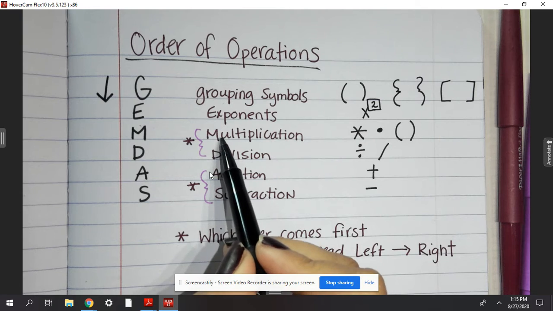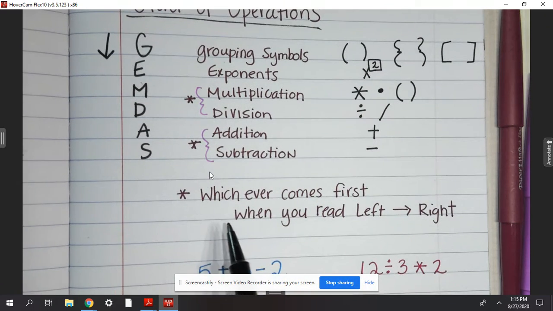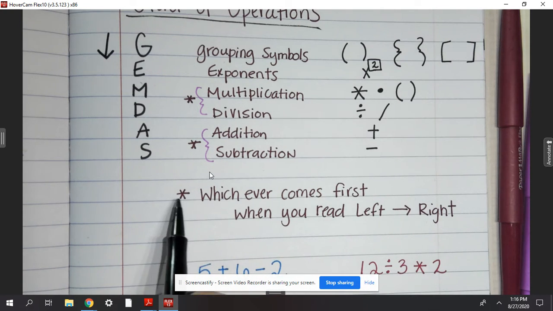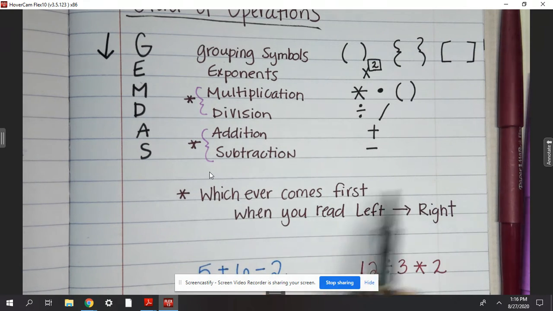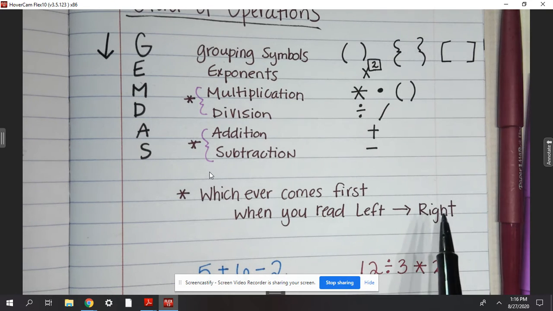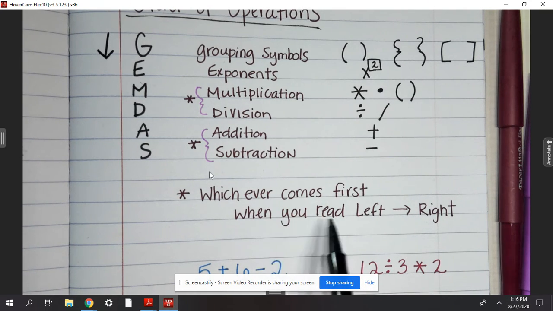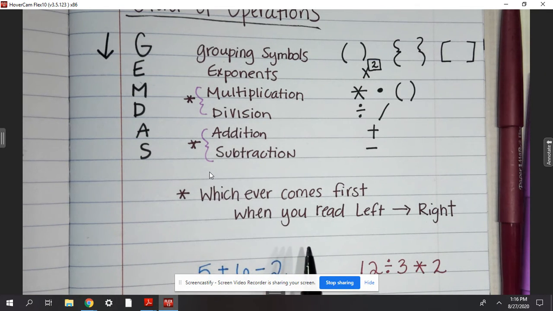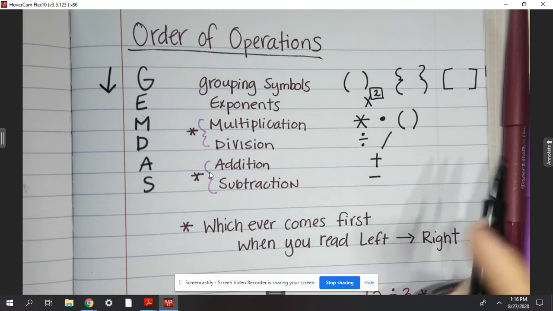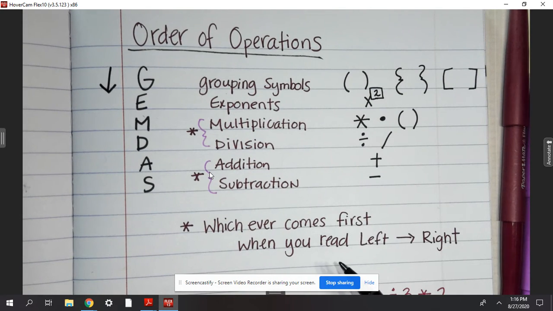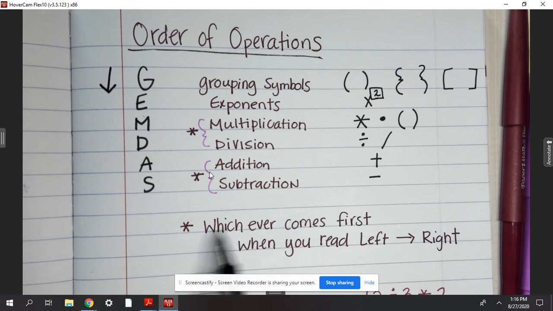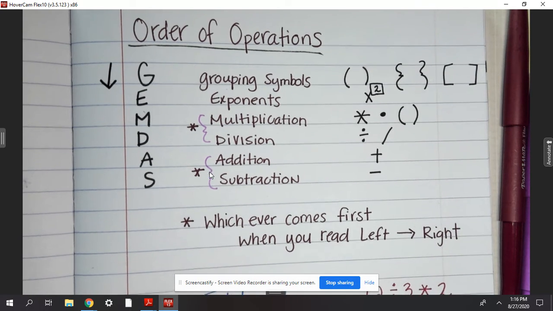So when you look here for multiplication and division, right here I wrote a little note. So whichever one comes first when you read left to right. So when we read, we read left to right. Okay, just like when we're looking at our math expressions as well. So whichever one of those comes first when you're reading left to right, that's the operation or the order you're going to do. And I'll show you an example. Then we have division. Those are the symbols for division. Addition and subtraction is going to follow that same rule. It's whichever one comes first when you're reading left to right. So let's look at what I mean by that.